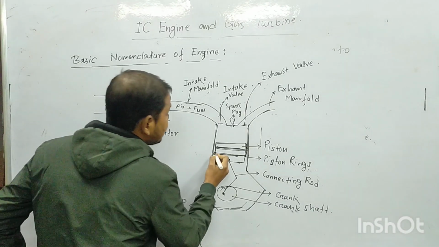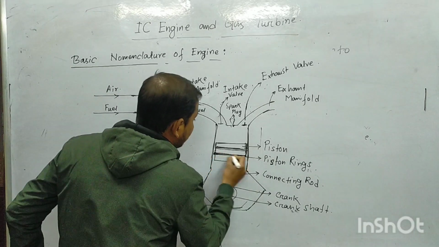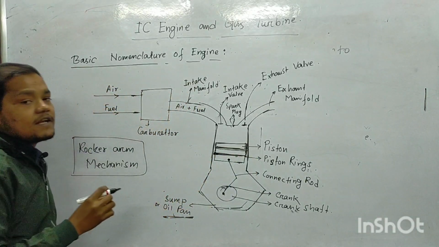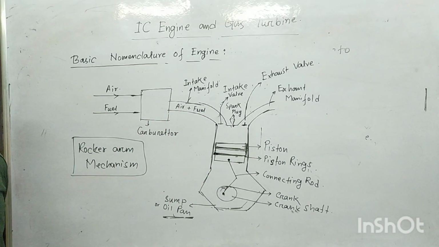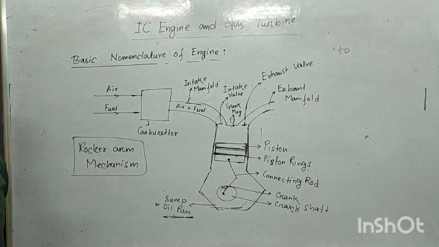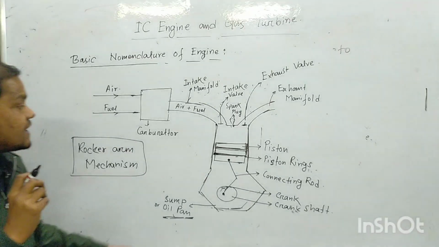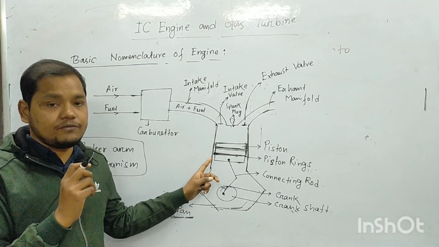This piston ring is used to avoid direct contact between the inner surface of the cylinder and the outer surface of the piston, which generally ensures the piston life.